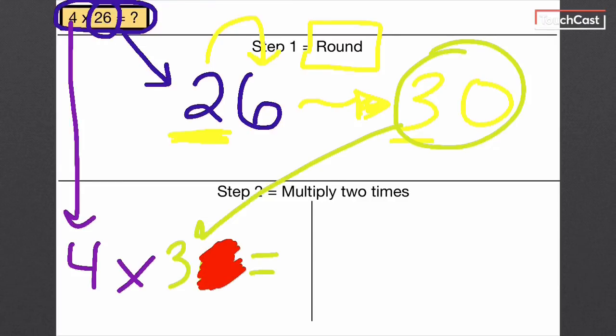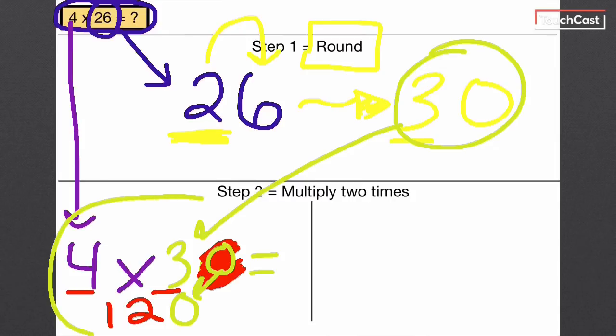And that becomes an easy math fact multiplication. 4 times 3 I know is 12. But that 0 that I just covered up in red, I got to bring that 0 back. So it's actually 120 is my answer. So this is my estimated answer, my rounded estimated answer.